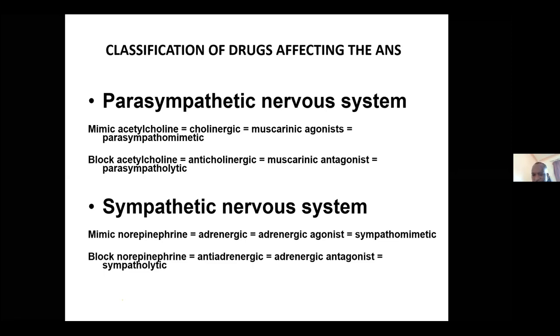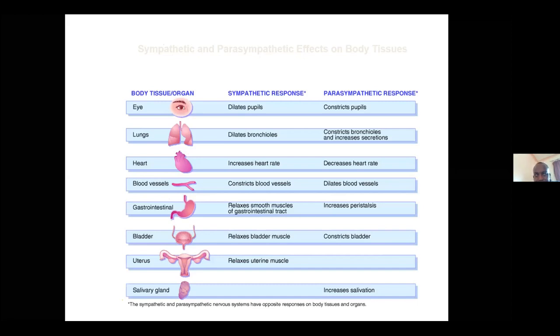So I think we're going to begin with talking about the sympathetic nervous system drugs. This is just a summary of what effect the sympathetic response has for every drug or response. The pupils are dilated, and then in parasympathetic there's constriction of pupils.